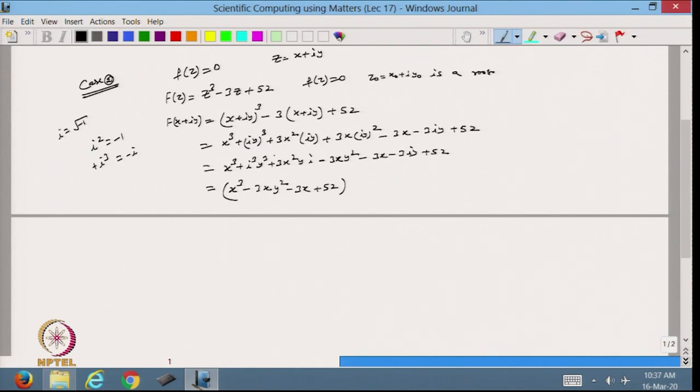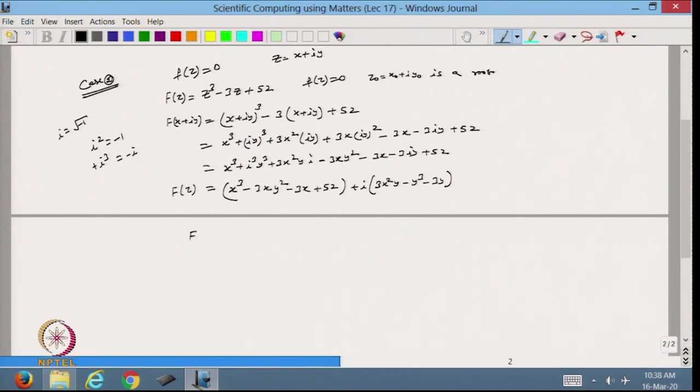So this is the real part I can take, because here I have iota, and from here the imaginary part will be 3x squared y minus y cubed, because this will be minus iota, that is i cubed, and minus 3y. So that will be the real part and the imaginary part. So from here I can write my f(z) is equal to this.